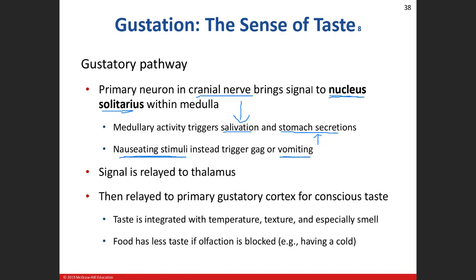From the primary neuron, that secondary neuron gets relayed from the nucleus solitarius to the thalamus. And then from there, we know the rest. It goes to the primary gustatory cortex, where we have that conscious awareness of what we're eating, what we're tasting.